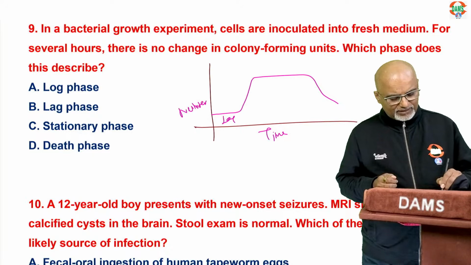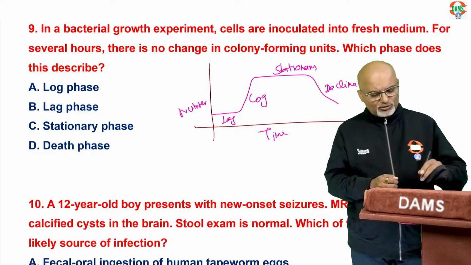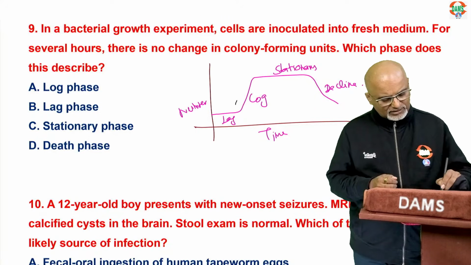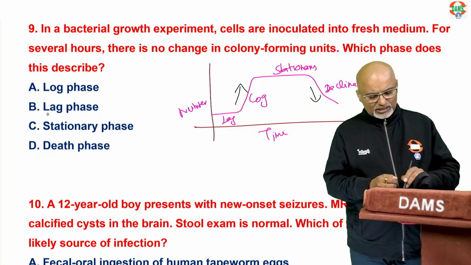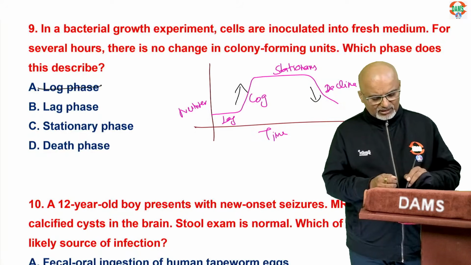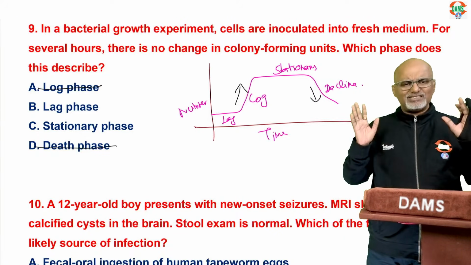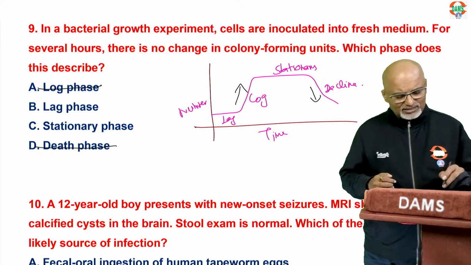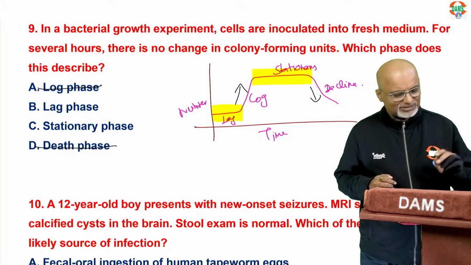So lag phase, log phase, stationary, decline. Don't worry. In the log phase the number is increasing, in the decline phase it is decreasing. So I will remove log and death phase, the decline phase. In these two there are changes in numbers. Where there is no change, one is lag phase, another is stationary phase.